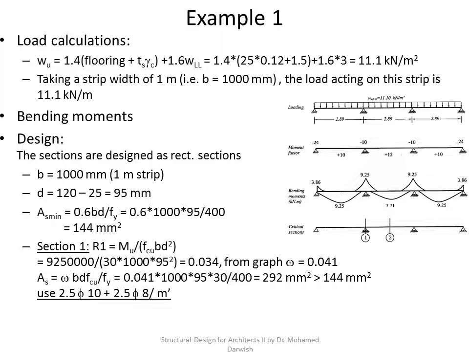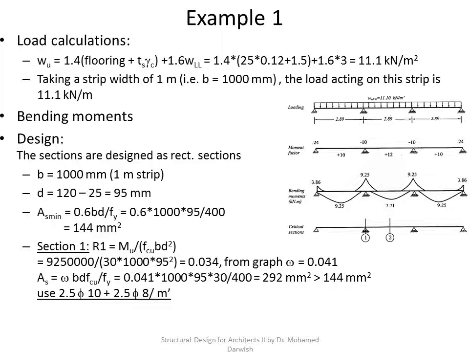If you take section 1, the R1 is M ultimate over FCU BD squared. We are using this R1 omega technique, the charts and the tables. So if you go and calculate this ratio, then you compare it, you get from the graph omega is equal to 0.041. So omega multiplied by BD FCU over FY gives us the area of steel. This is 292 millimeters square, which is more than the minimum for sure. So 2.5 phi 10 and 2.5 phi 8 per meter are enough.